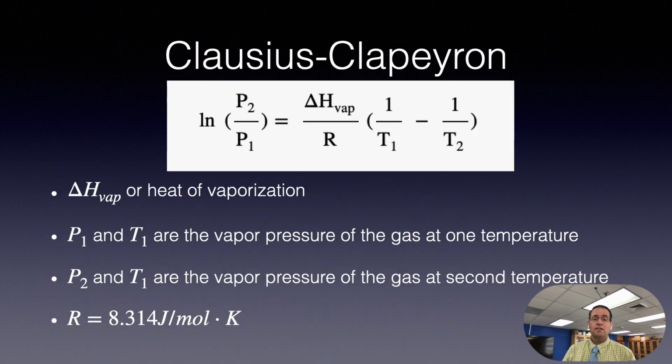All right, so let's talk about the Clausius-Clapeyron equation. It's pretty crazy looking. It's somewhat intimidating here. We have a natural log of a ratio of two pressures, and that's equal to the heat of vaporization over the constant R times the difference, in kelvins by the way, of the reciprocals of two different temperatures.